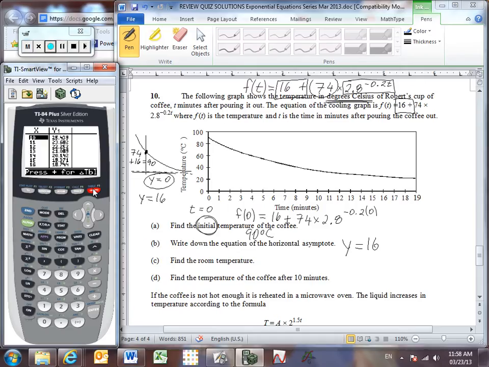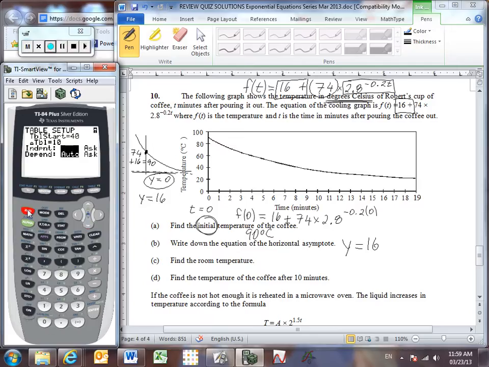Now what I'm looking for is where the y values basically stop changing very much. So if I scroll down a lot, you see that my y values start getting closer and closer and closer to 16. For that matter, if I changed my table set, so instead of going up by ones, what if I was instead starting at 40, but going up by increments of 10?